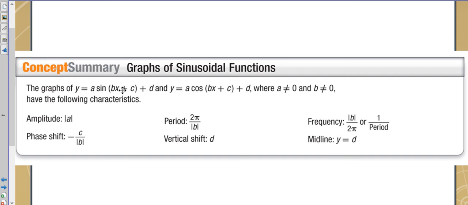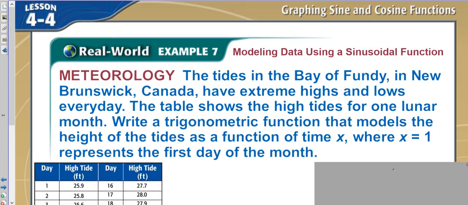This shifts us left and right. Well, really, it's a combination of the C and the B. That shifts us left and right. D shifts us up and down. It's the same whether it be cosine or sine. The only difference in these two graphs is that cosine starts at its maximum, the y-axis is at its maximum. Sine starts at the origin. It's the only difference in those two.